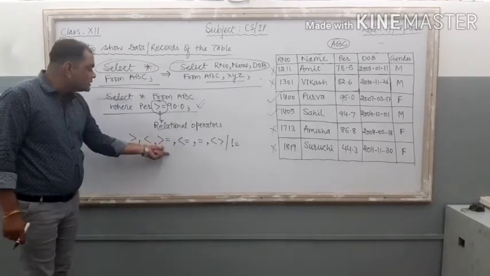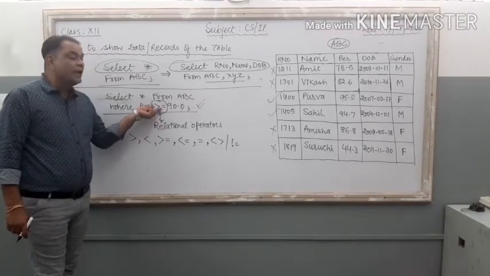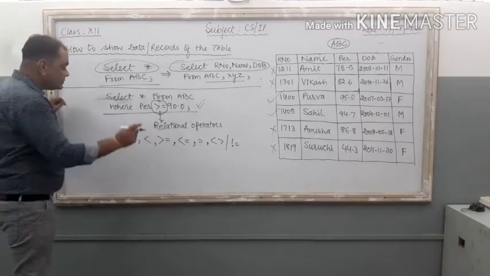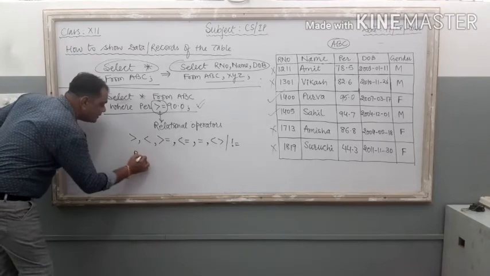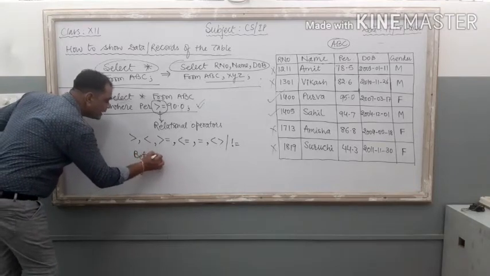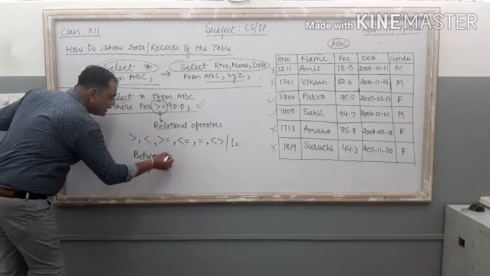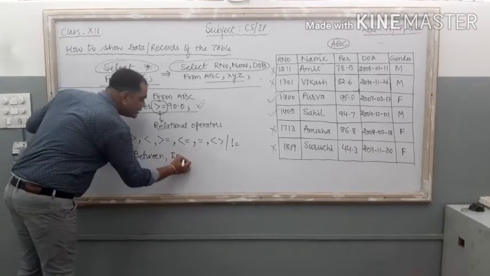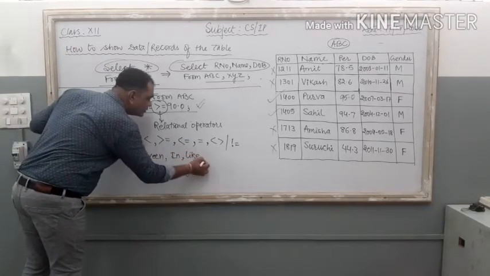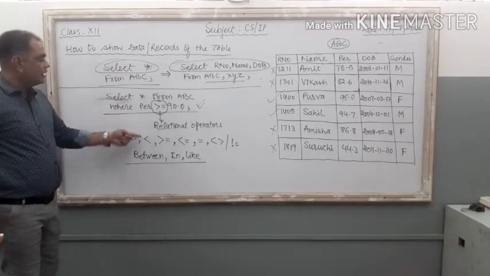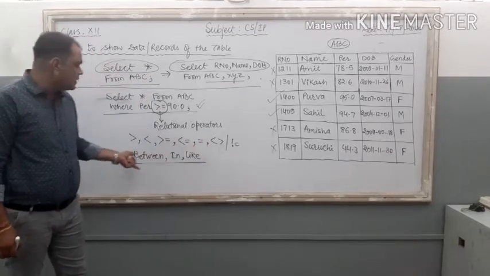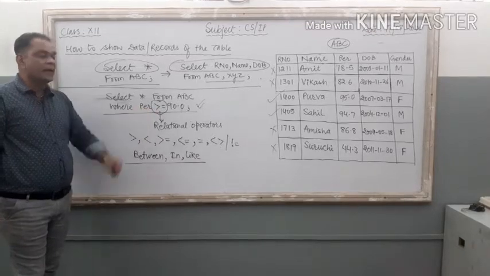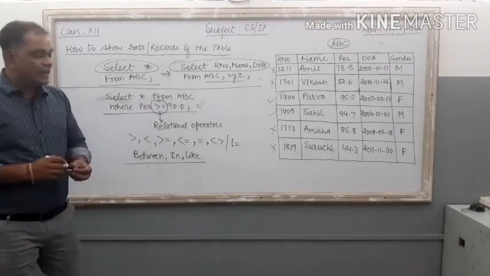We can use these operators with this where command. Other than this, some more operators are there, that is between. We can use between also, and then we can use the in operator also, and the third one, the like operator also. Instead of giving these relational operators, we use these commands also with the where command. Clear? Now the next topic.